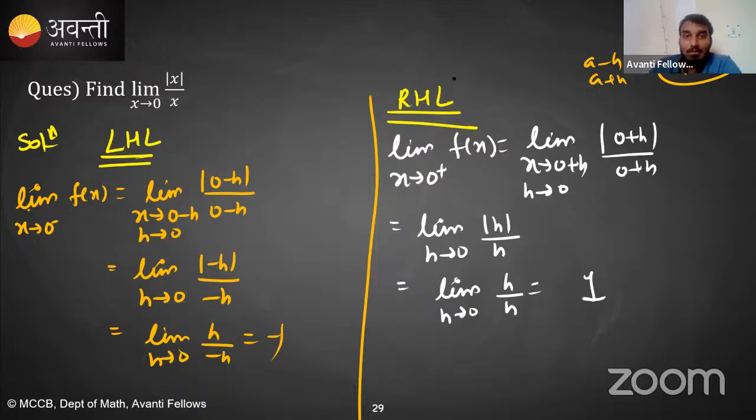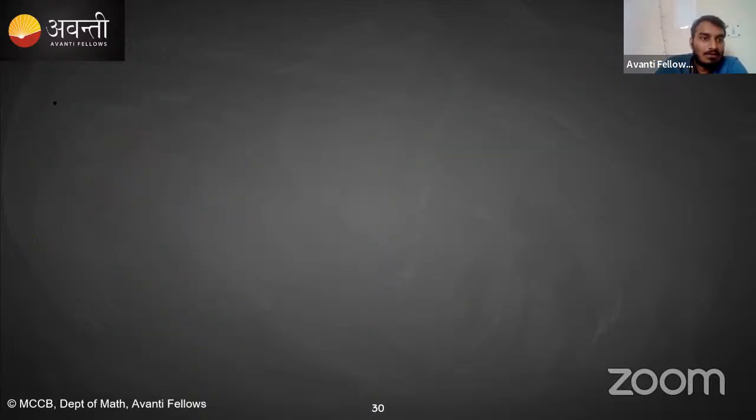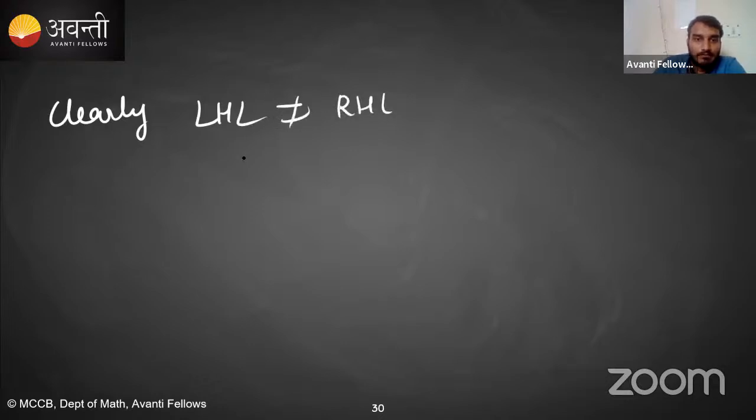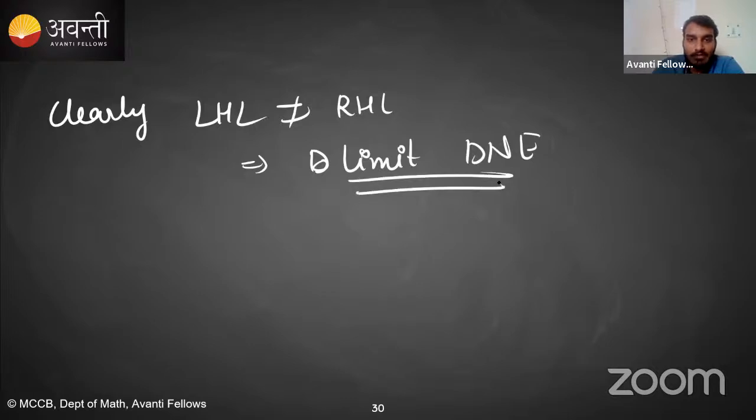Clearly, left hand limit and right hand limit are not equal. Yes or no? So clearly, LHL is not equal to RHL. So it implies the limit does not exist. Clear, everyone? Clear?